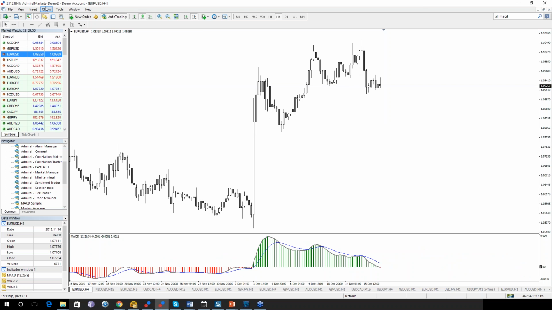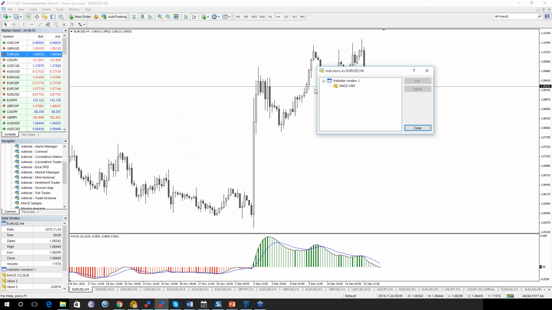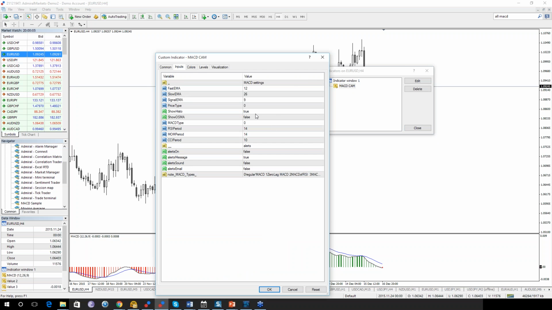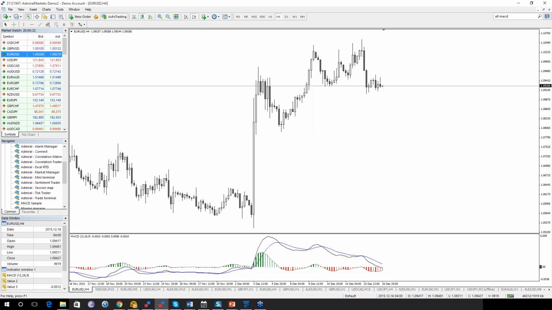Okay, we can use this indicator. We go to MACD cam, guys, follow me now, because if you don't have this indicator, I can send it to you. Okay, it's here, and we just press here, show OSMA. OSMA we set to true. Okay, and this is how it looks. Now we are able to detect the price, momentum, trend, and direction.